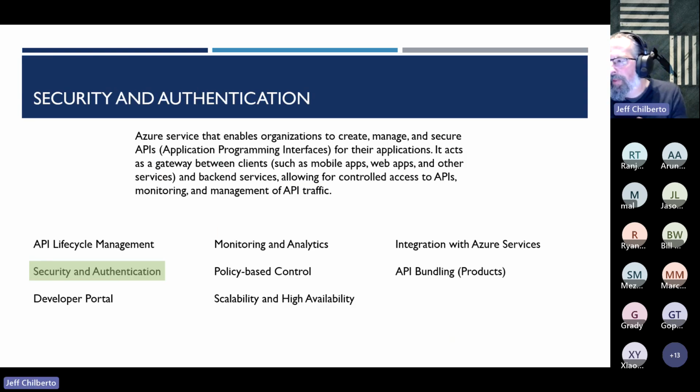Okay, next feature I want to talk about was security and authentication. APIM enables organizations to add authentication and authorization mechanisms to APIs using a variety of protocols such as OAuth, OpenID Connect, and API keys. And I'm going to put in my second poll because I'm also very curious about this from the group.